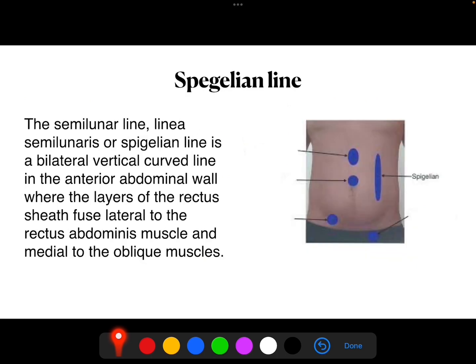The Spigelian line, or the semilunar line, is a bilateral vertical curved line in the anterior abdominal wall where the layers of the rectus sheath fuse lateral to the rectus abdominis muscle and medial to the oblique muscles.